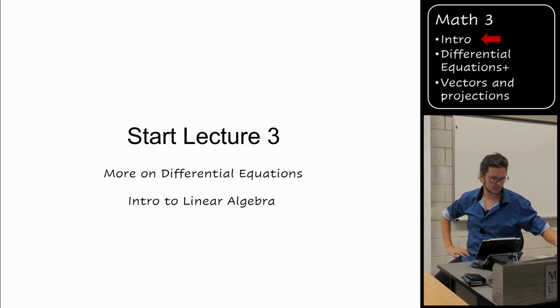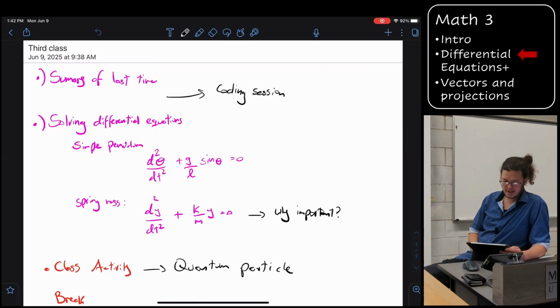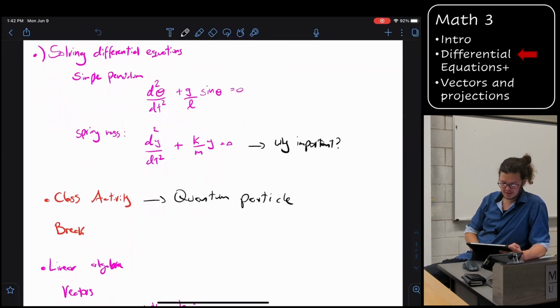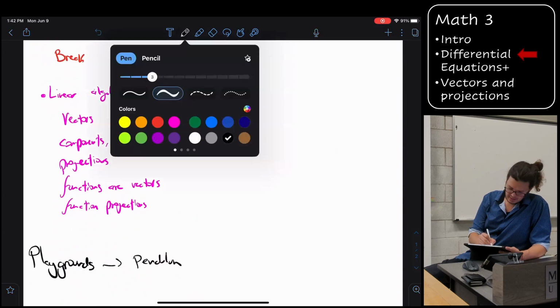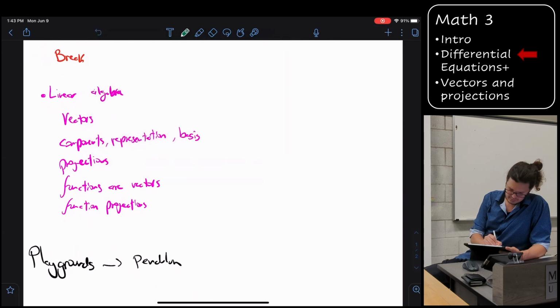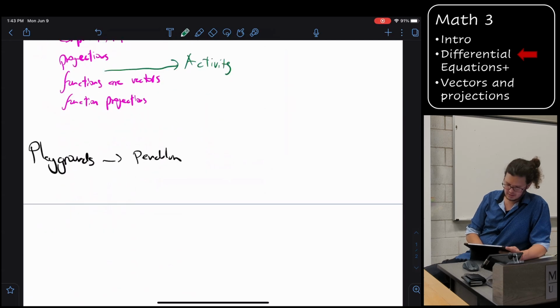We're going to start lecture 3. So we went through the summary of last time, and for today, we're going to talk about differential equations, a couple of actual examples that I want to solve with you, and then we're going to have a class activity where you're going to solve some quantum mechanics without even knowing quantum mechanics necessarily, because we haven't talked about quantum mechanics yet. We're going to have a break, and then we're going to start with linear algebra. And in here, we're going to have another activity.